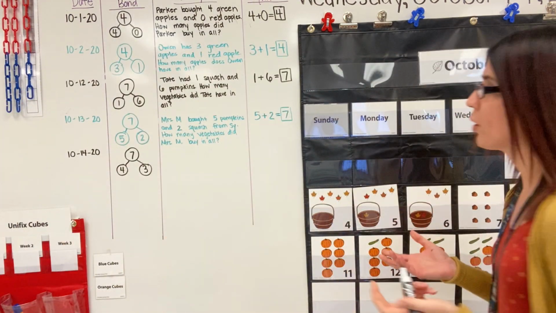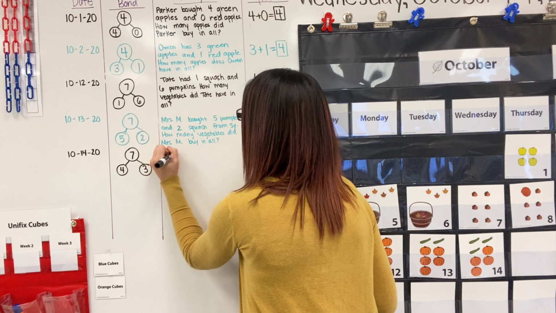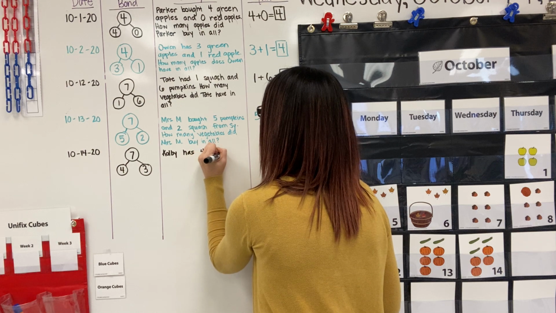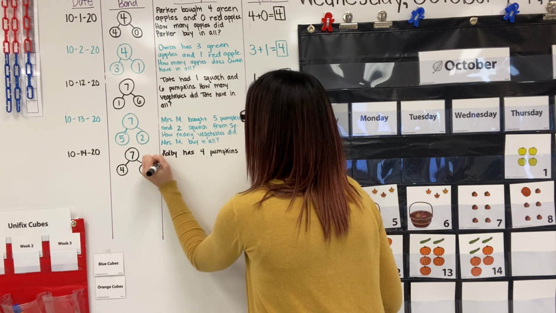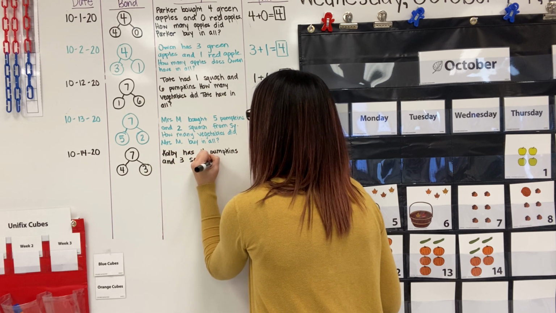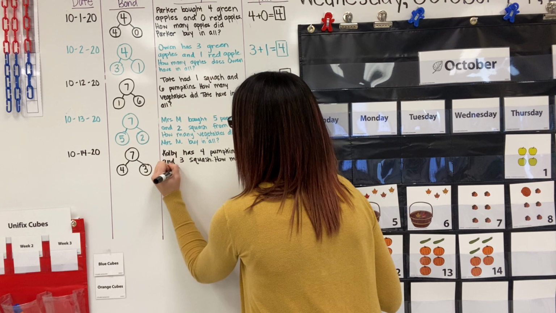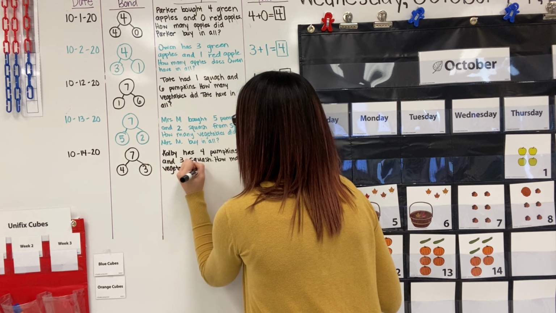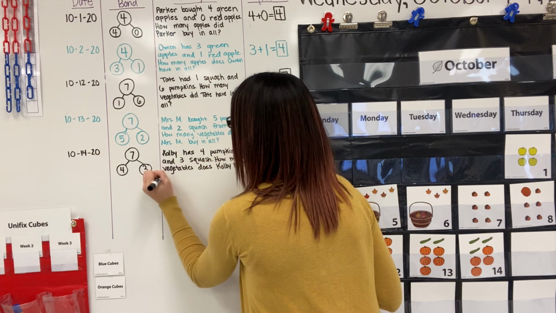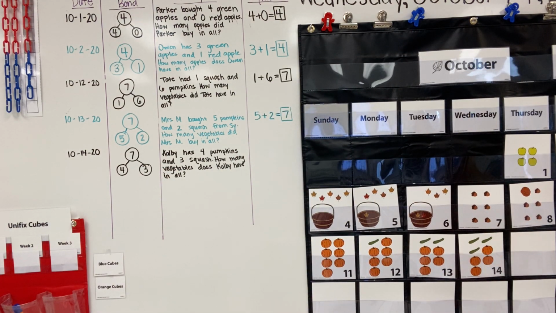So I'm going to make a story about our vegetables. Let's see. Kobe has 4 pumpkins and 3 squash. How many vegetables does Kobe have in all? So he has these 4 pumpkins and these 3 squash, and we want to know how many he has all together.